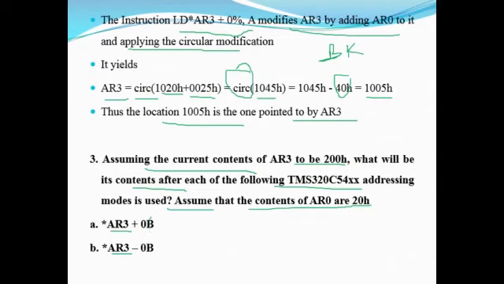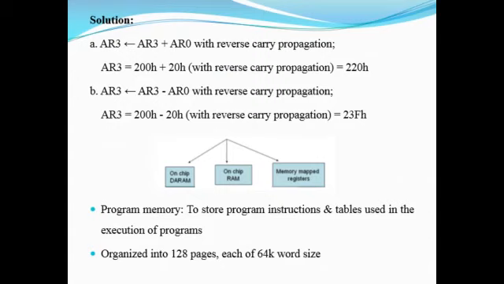So 0B, B represents a bit reversed addressing mode. So AR3 content is AR3 plus AR0 with reverse carry propagation. That is bit reversal. So 200 plus 20H is anyway giving us 220H without any modification, even if reverse carry propagation or bit reversal is done. Similarly, AR3 minus AR0 is 200 minus 20H, which is giving us 23FH if I go with reverse carry propagation.